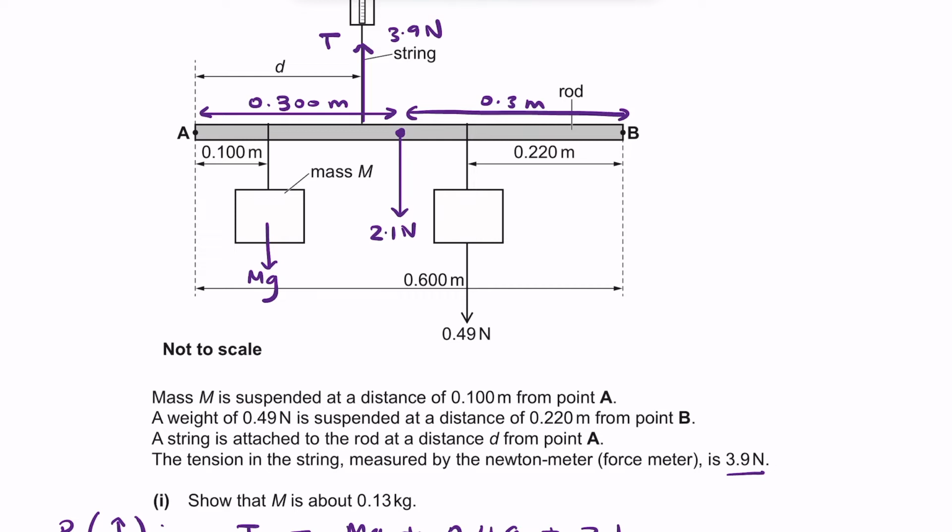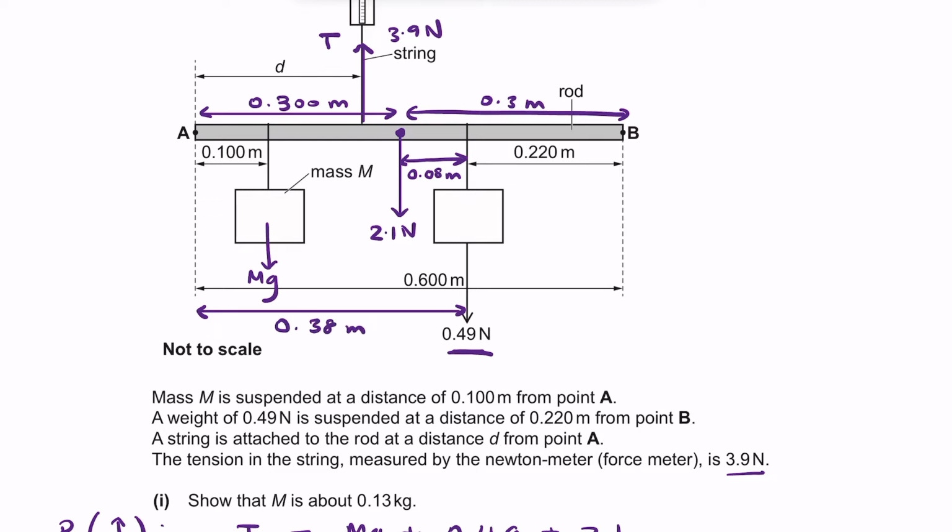The moments which are caused by mg, the weight of the rod, and the 0.49 newtons. So let's put them down, and we just need to figure out the distances from A because we are taking the pivot point as A. We have all the distances from A except for the distance between the 0.49 newtons and point A. We know that this is 0.22, and therefore this bit will be 0.08 meters, and we can just add them up together. So this distance altogether will be 0.3 plus 0.08, so 0.38 meters.